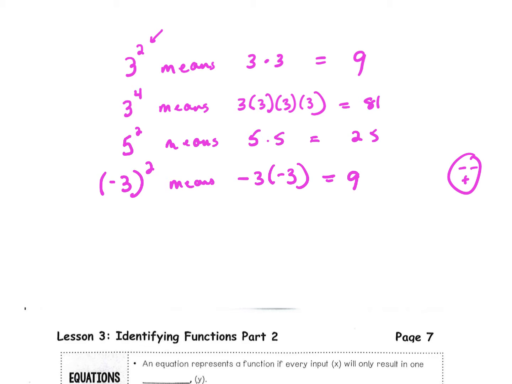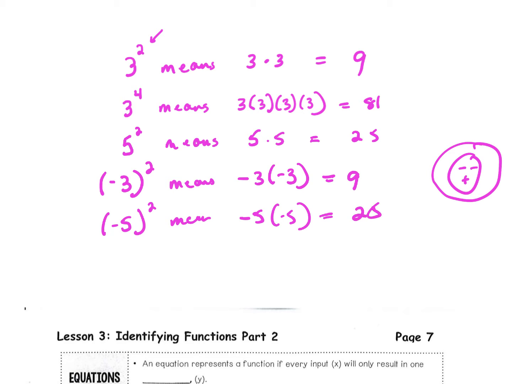And same with 5 squared. I could take negative 5 and square it, and that means negative 5 times negative 5, and when we multiply two negatives, we get a positive. So you're noticing that the input I'm putting in, 3, gave me a positive 9, but if I also have a negative 3, it gives me a positive 9.